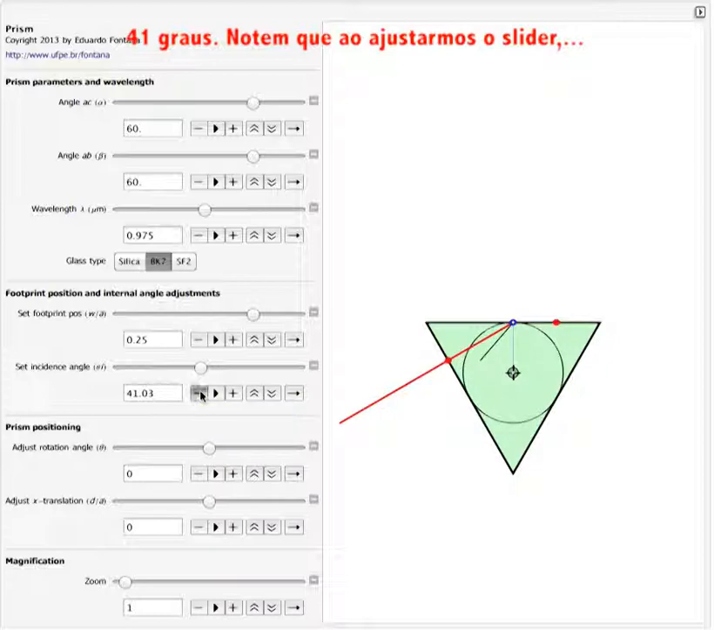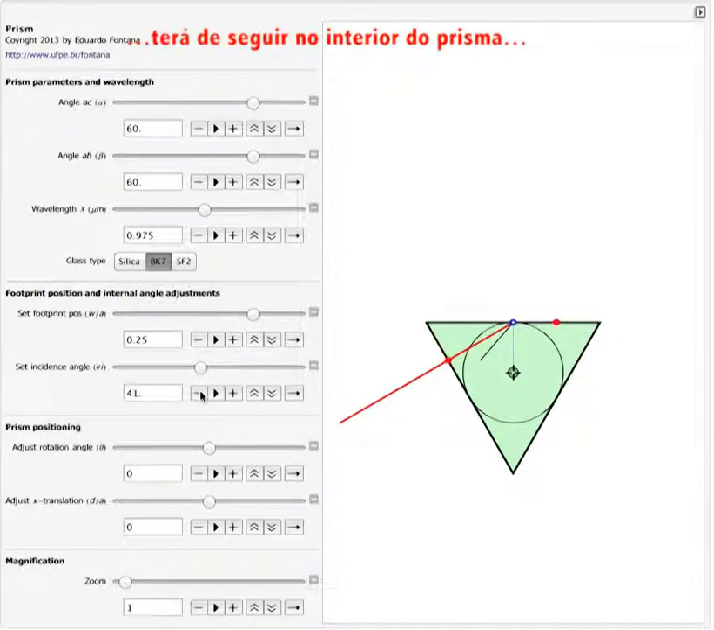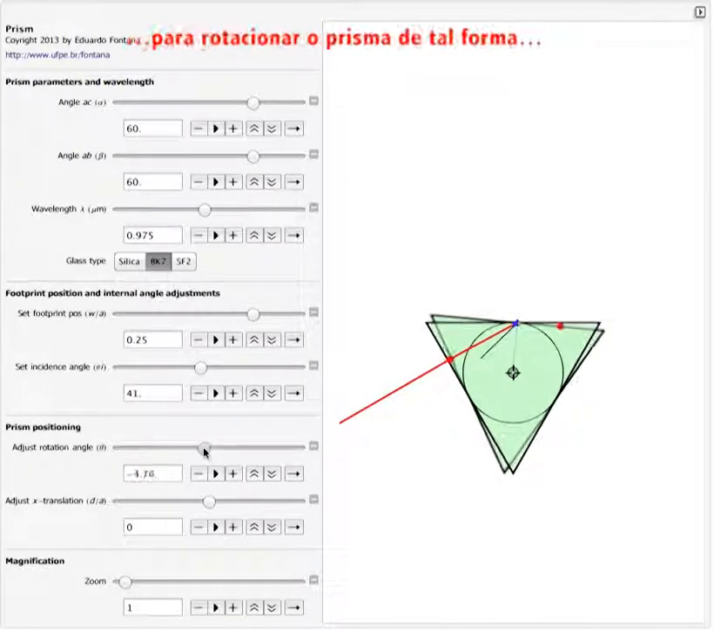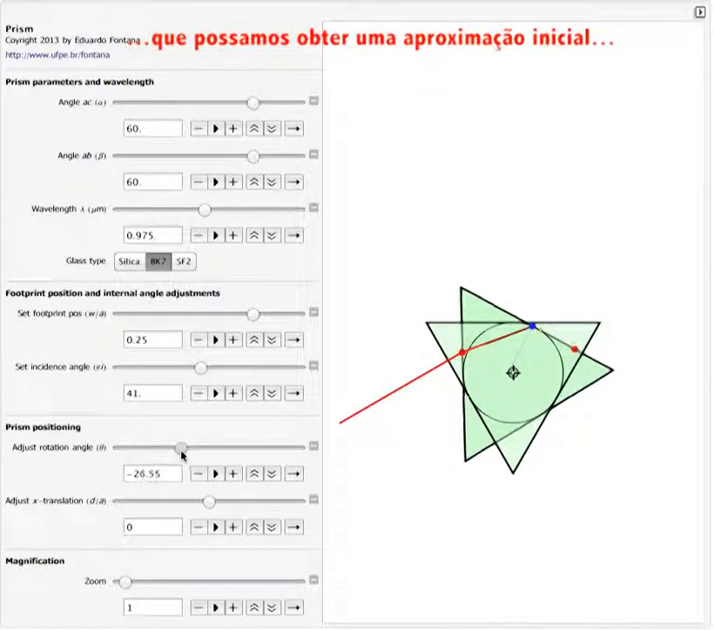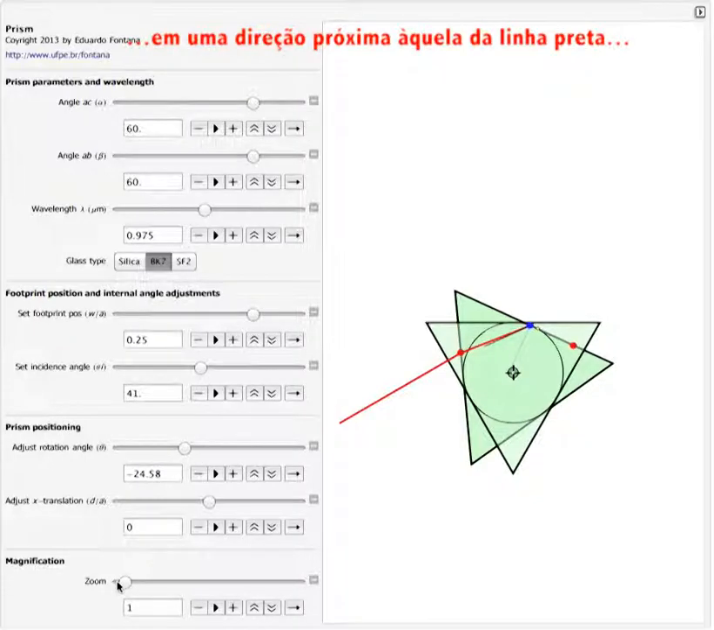Notice that when we adjust the slider, a black line is tilted with the corresponding angle relative to the normal direction to the upper face. This line shows the direction that the refracted beam has to follow within the prism. Now we adjust our virtual rotation stage to rotate the prism so that we have a rough approximation of the incident beam direction in red along the direction of the black line.